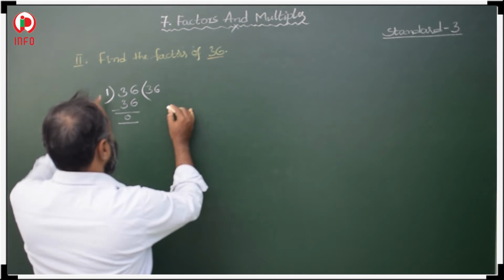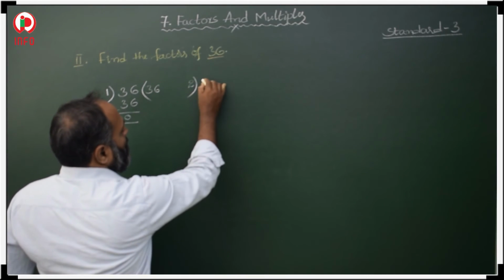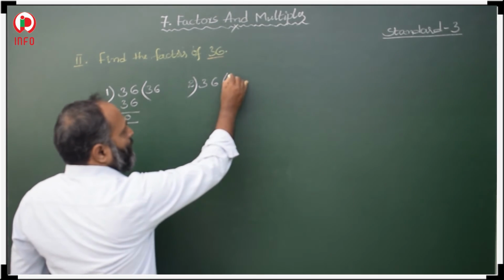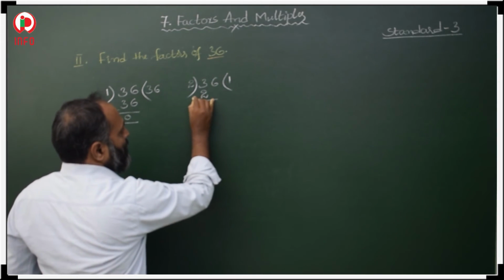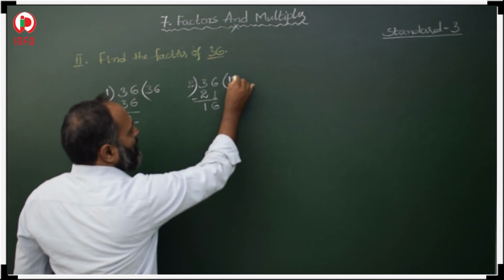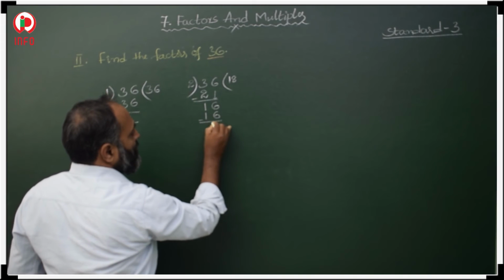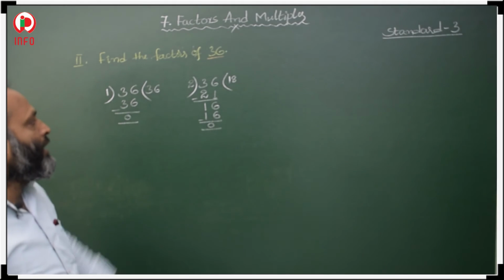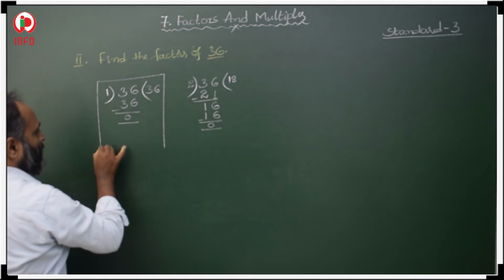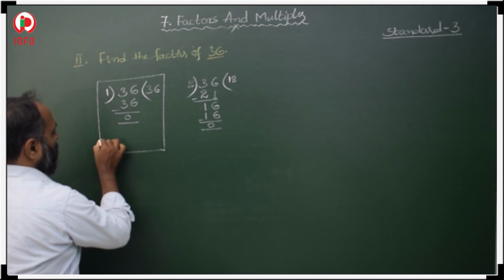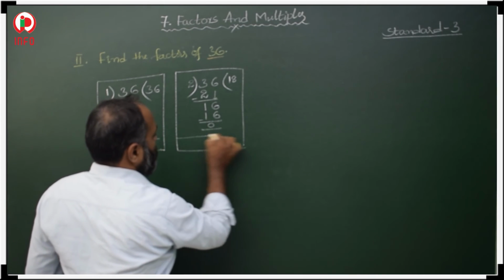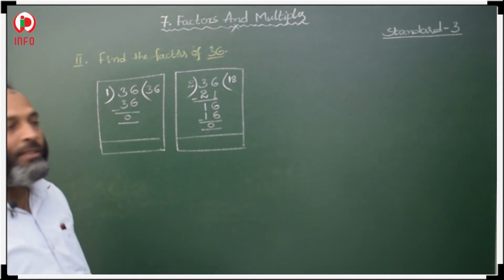Then in the 2 table, after 1, we have to divide with 2. 2 divides this 36. First, 2 1s are 2, then 3 minus 2 is 1. Then after that we have to copy this 6. 2 8s are 16. Then 16 minus 16 is 0. So, 2 also divides 36. Why? Remainder is 0.